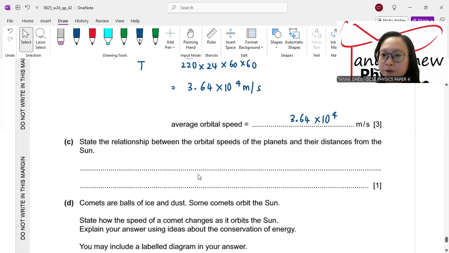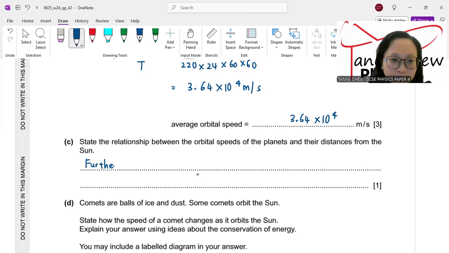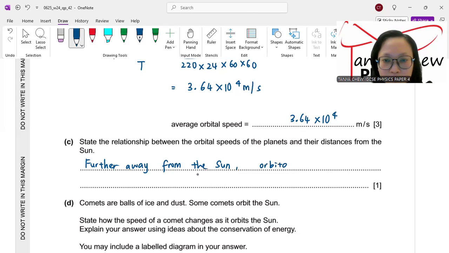C, state the relationship between orbital speeds of the planets and their distances from the sun. Actually, when you get further distance from the sun, right, the gravitational force acting on the planet is weaker. That is why the orbital speed is smaller. So further away from the sun, orbital speed is slower. That's it for 1 mark.